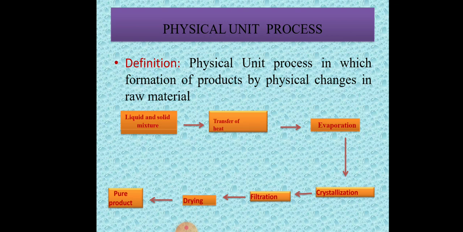After the filtration, we obtain the crystals in a wet form, but we need to extend their storage life by performing the unit operation of drying. After drying, we obtain the pure product with maintained quality. So in a physical unit process, we make physical changes in the raw material.